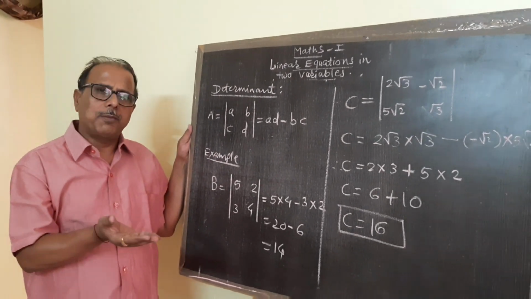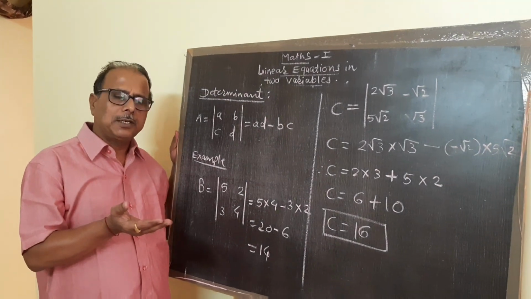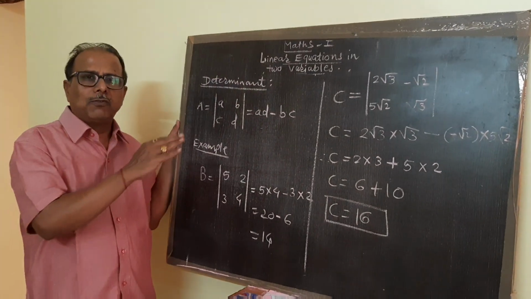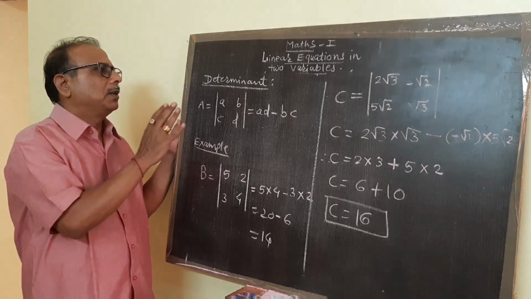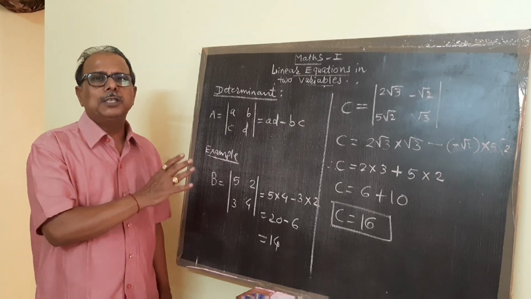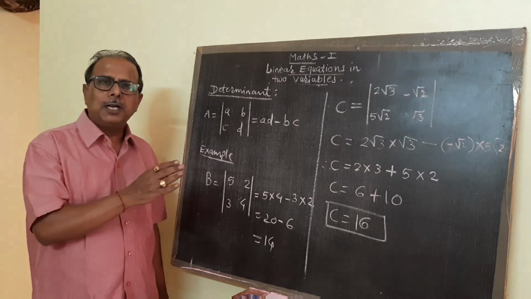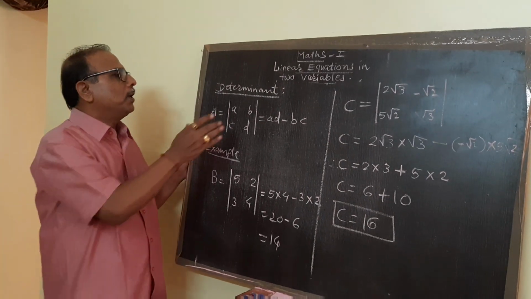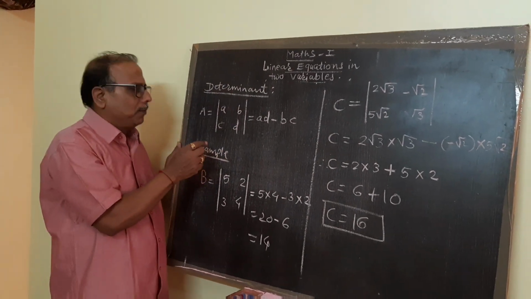Gabriel Cramer was a Swiss mathematician. He developed this method. Therefore, in his honor, this method is known as the determinant method or Cramer's rule method. So first we will see what a determinant is.